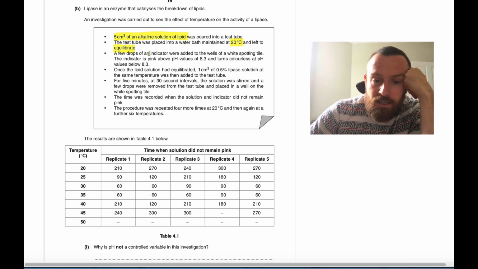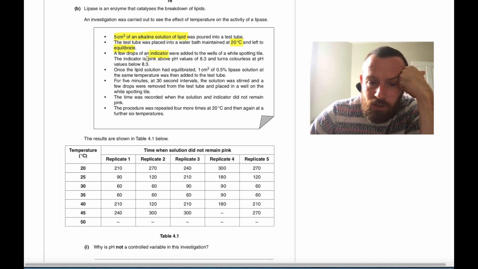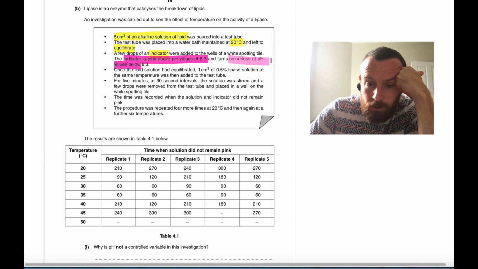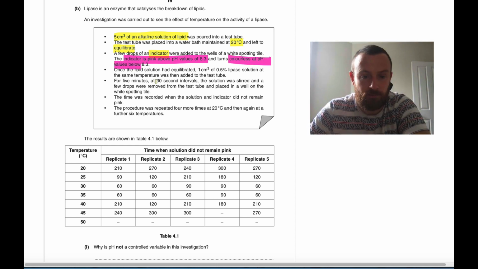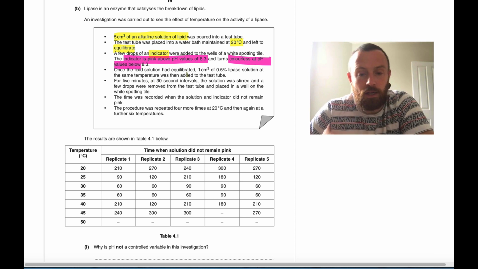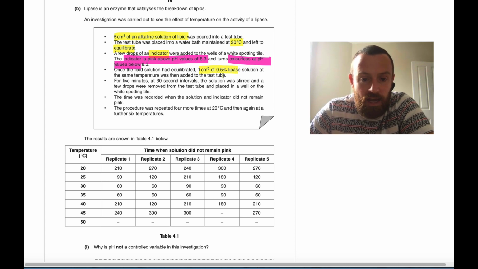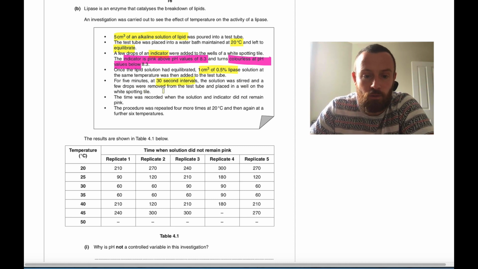A few drops of an indicator were added to the wells of a white spotting tile. Okay, and this tells us, I'm just going to do that, the indicator is pink above pH values of 8.3, and colourless at pH values below 8.3. I'm doing that in pink because it reminds me of the indicator. Once the lipid solution had equilibrated, 1 centimeter cubed of 0.5% lipase at the same temperature was then added to the test tube. For 5 minutes at 30-second intervals, the solution was stirred and a few drops removed from the test tube and placed in a well on the white spotting tile. The time was recorded when the solution and indicator did not remain pink.